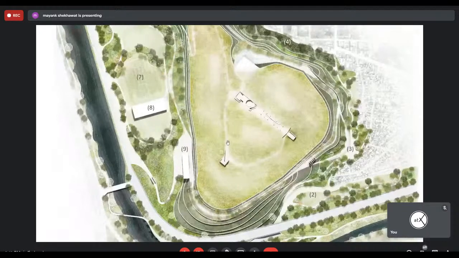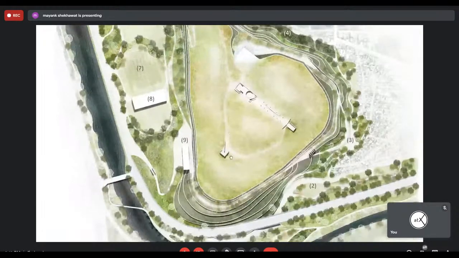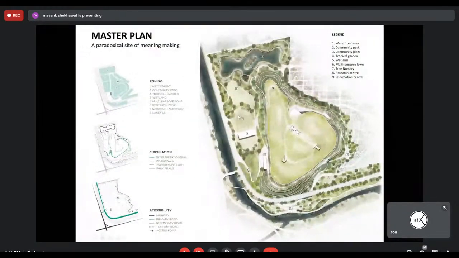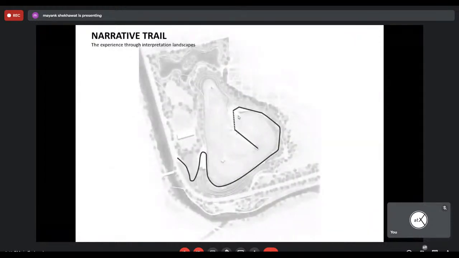Now, the most important aspect of the design was an interpretive landscape. So we designed an experiential trail, which would contribute to the identity of the site, and it will encourage new interactions with waste and waste sites.